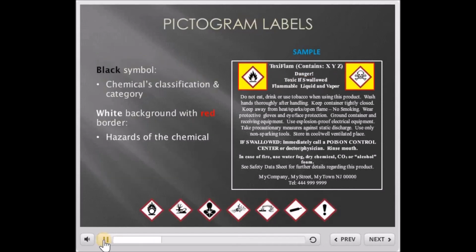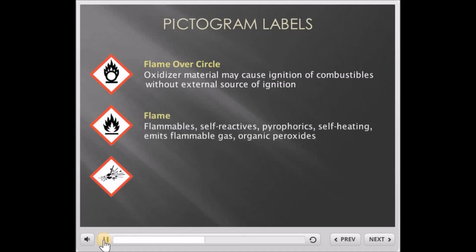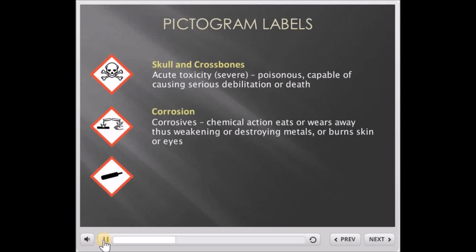All employees should become familiar with the various pictograms used by the system. These convey specific information about the hazards of the chemical. First, we have a flame over a circle which indicates an oxidizer, a flame for flammables, and exploding bomb for explosives. A skull and crossbones for acute toxicity, a pitcher of corrosion for corrosives, and a cylinder for gases under pressure.